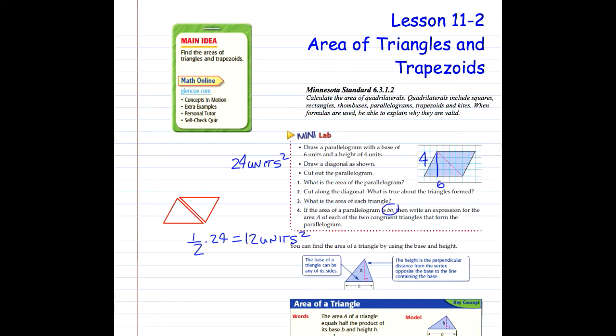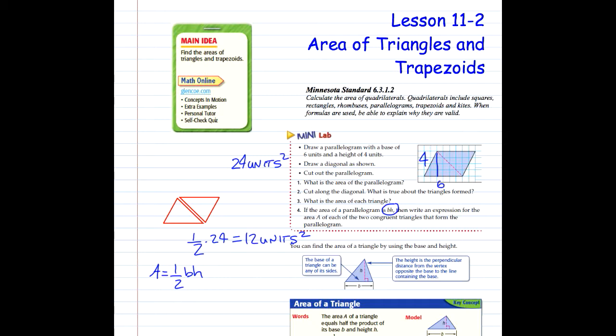If the area of a parallelogram is base times height, then write an expression for the area A of each of the two congruent triangles that are formed in the parallelogram. Well, it would be 1/2 times the base times the height.